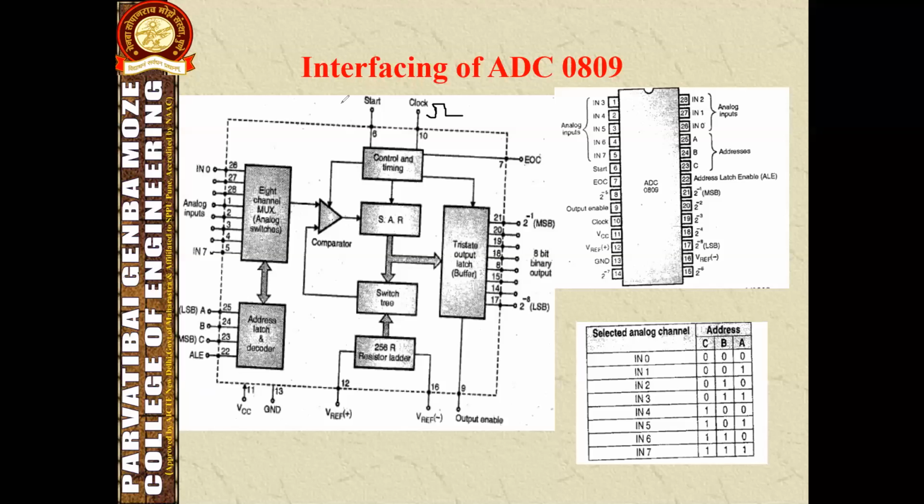See here, there are two terminals, that is start and another EOC. So after accessing the input terminal, it starts converting from analog to digital by activating this pin. When the start pin is high, and to start it, we have to apply a pulse to this terminal. After applying the clock, it will start converting. After the conversion process, it will be indicated by this pin. At the end of the conversion, it will become high, and it will indicate that the conversion process is over.